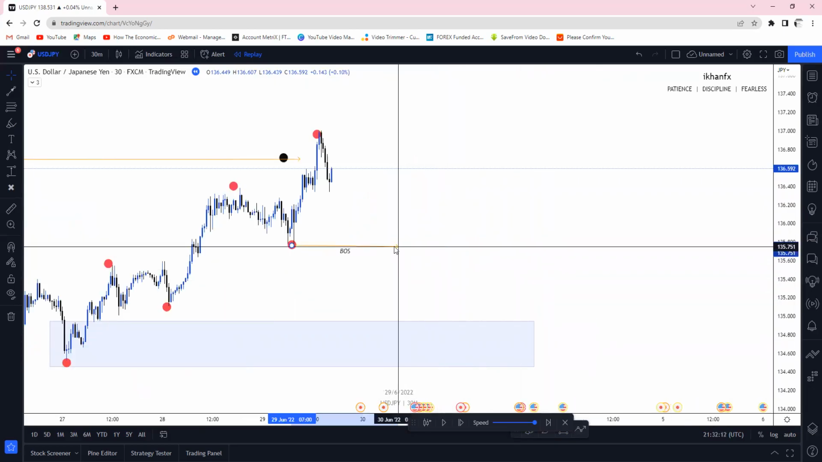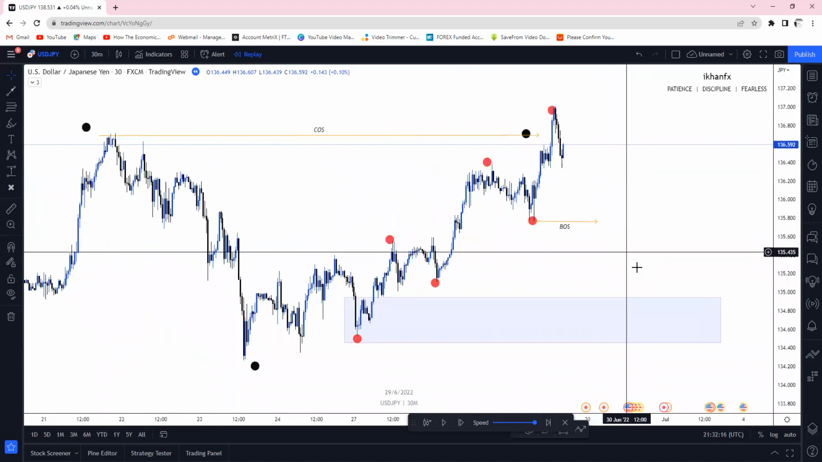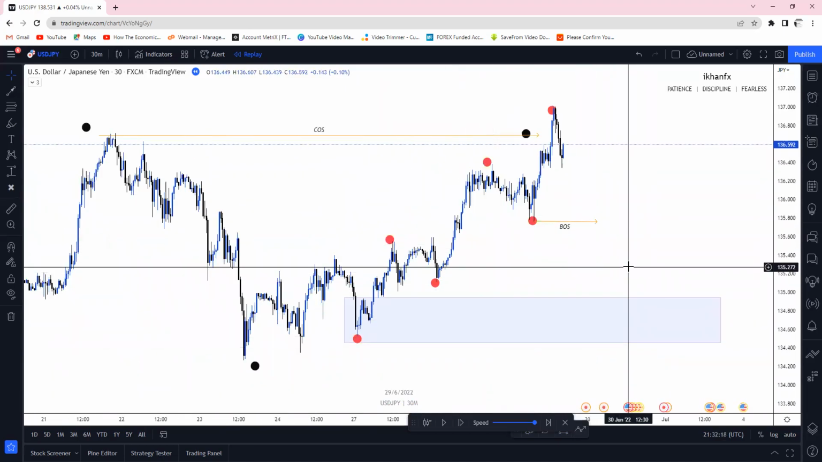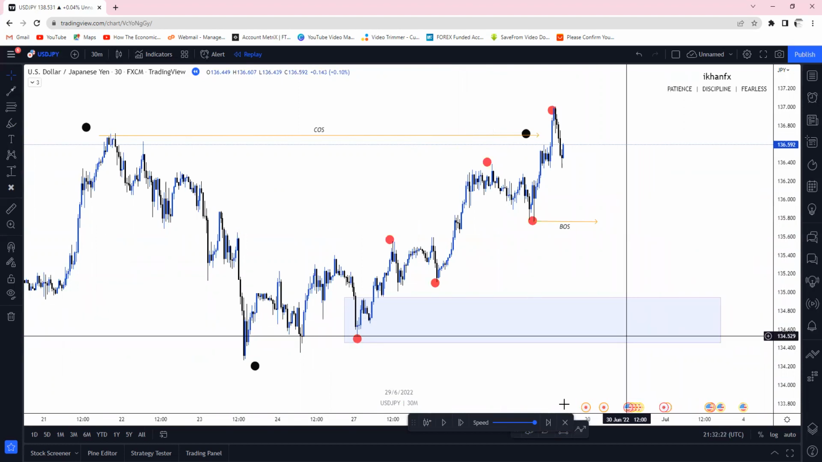But once price ikiclear hapa, tunaangalia selling opportunity. Lakini nini? Tuna sell mpaka wapi? Mpaka hapa kwenye zone yetu ya demand zone.